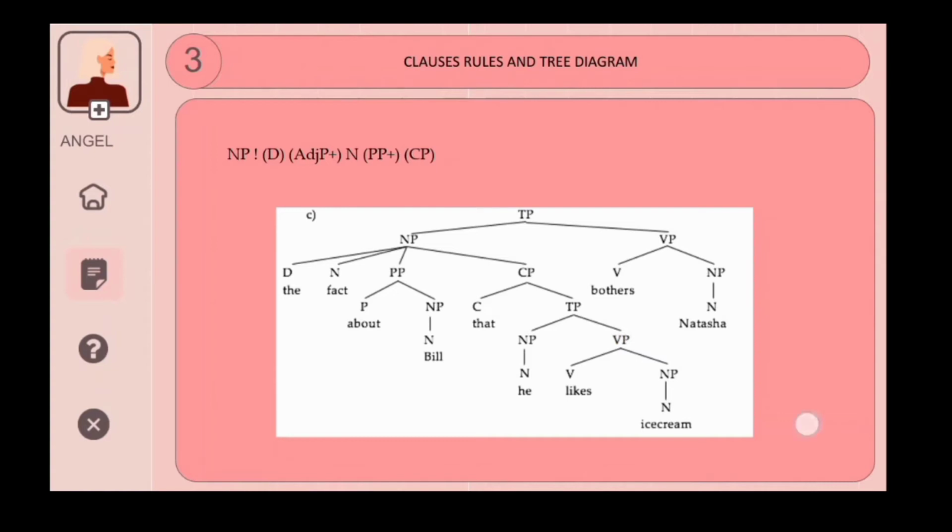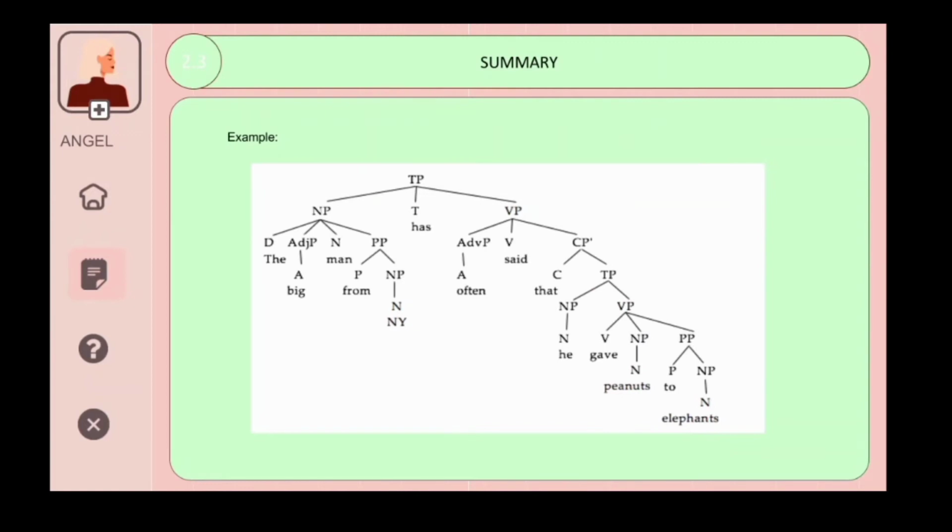So next is the summary of the rules and trees. These are the phrase structure rules needed to generate trees that interpret English sentences. All of these rules that we talked about earlier are important to interpret English sentences. So in this example sentence, we can see all the rules shown earlier. So we have here the example.